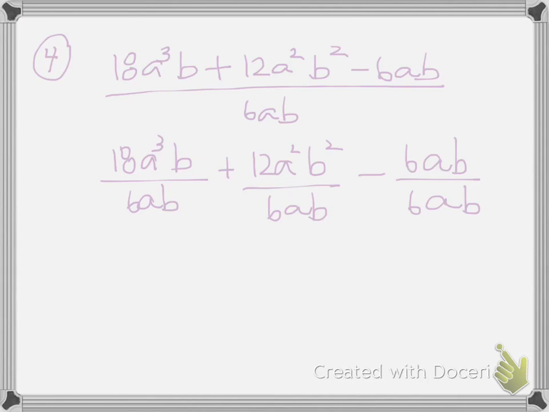Okay, so 6 goes into 18 3 times. A cubed over a is an a squared. B over b goes away. 6 goes into 12 2 times. A squared over a is an a. B squared over b is a b. And 6ab over 6ab will leave me with a 1.